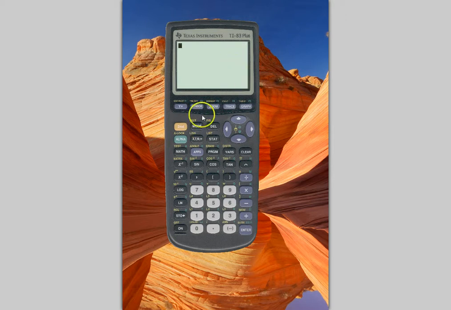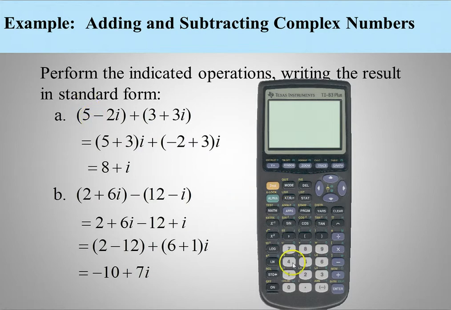Now let me see if we can add the previous problems using the calculator. The first one was 5 minus 2i. To put in an i, I'm going to press second and the dot. Close parentheses, plus open parentheses 3 plus 3, and to put in an i, second and dot, and I'm going to click enter. I have 8 plus i. That's what I have here. So 8 plus i, 8 plus i.